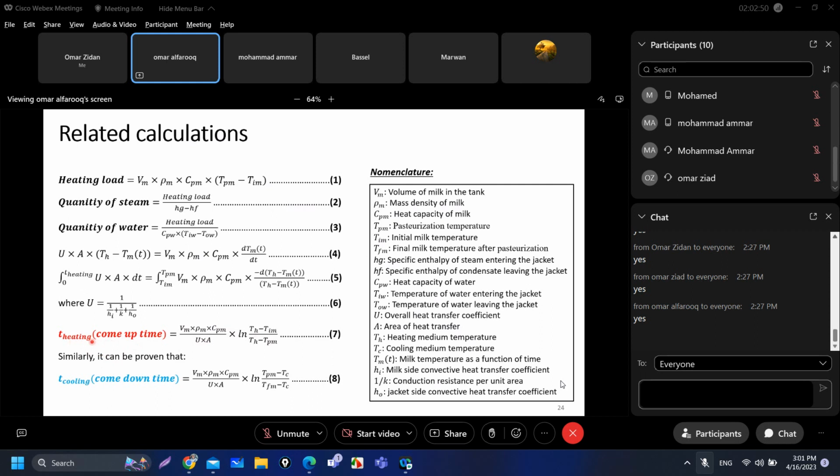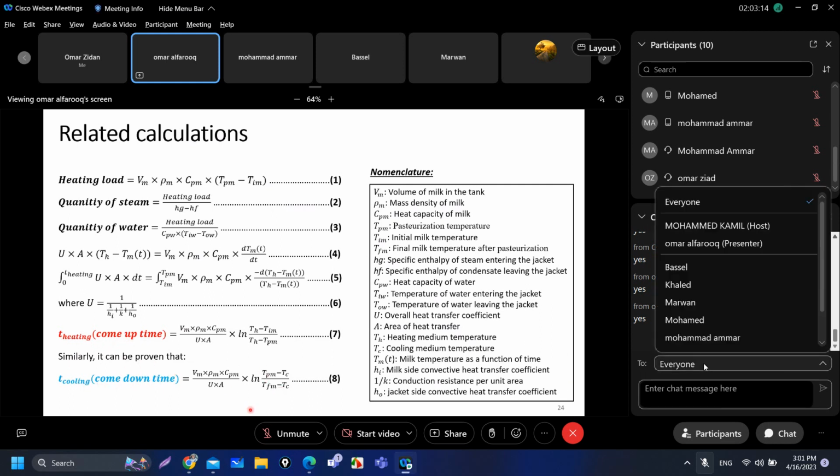All those factors are important for an efficient pasteurization process. Okay, because let's say we heat it very rapidly, this might kill the harmful bacteria, but in addition, it may adversely affect the milk. And if we heat it very slowly, vice versa. Okay, so we need to efficiently control this parameter. Similarly, for the cooling process, we have the T cooling, or what we call the come down time. We can also estimate it this way.